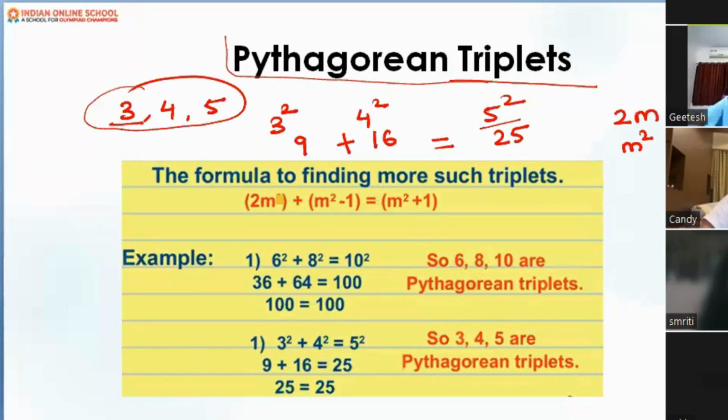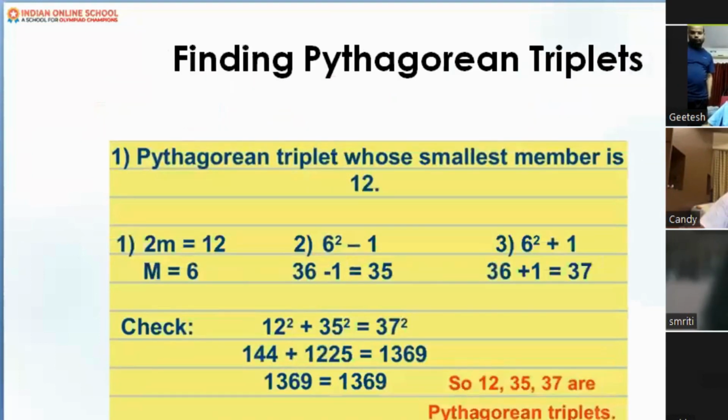Next is going to be m square minus 1, and the third one has to be m square plus 1. So these are the three members of a Pythagorean triplet. If one of the members is given to us from these three, we can find the other two numbers as well. Suppose from the Pythagorean triplet, the smallest number is given to us, which is 12.